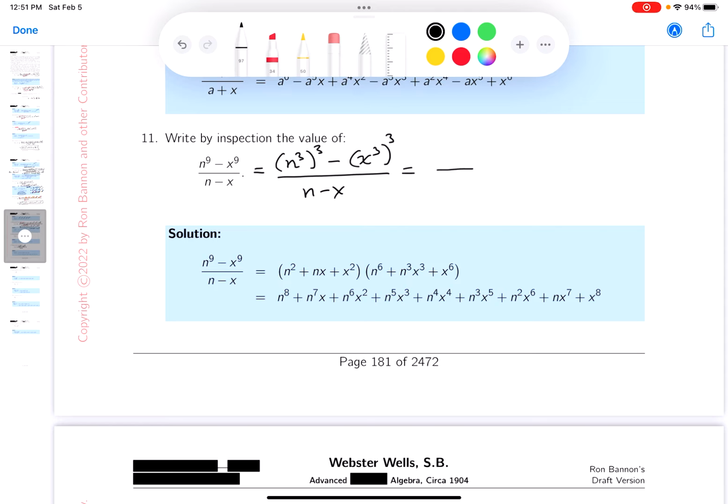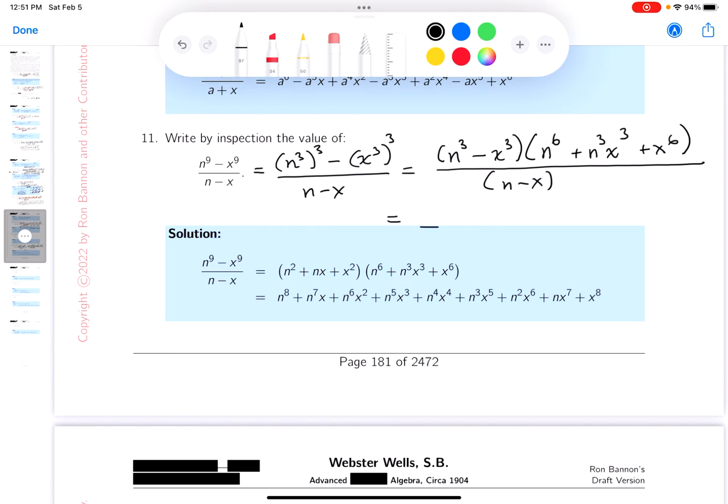All right, so I'm going to do it. It's a difference of perfect cubes. And what's that going to be? n cubed minus x cubed. And let's write this down. That's going to be n^6 plus n cubed x cubed plus x^6. Now what goes on bottom? n minus x. I got troubles though. Nothing cancels. I got to keep going if I'm going to do this.